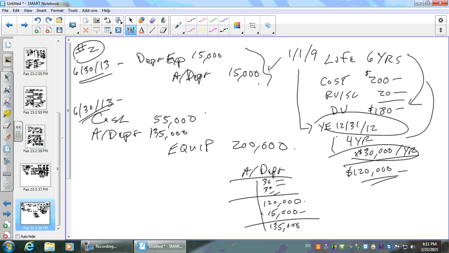And now what happens? What's the carrying value, book value of this asset? 200 less 135 is 65, so what do you have? Loss on sale. How much? 10? That's it. Ta-da. Oh, that is a different twist, huh?